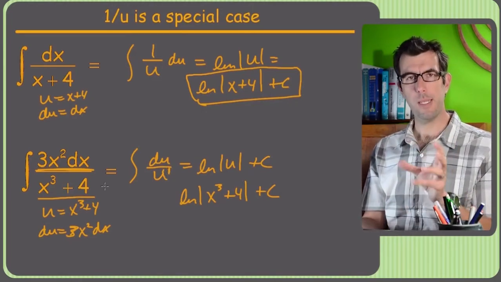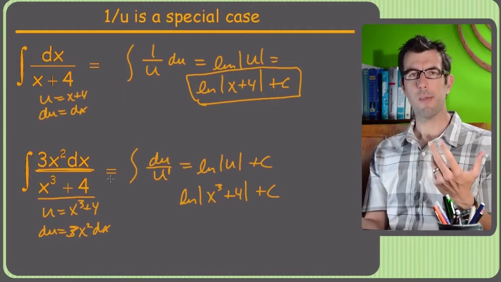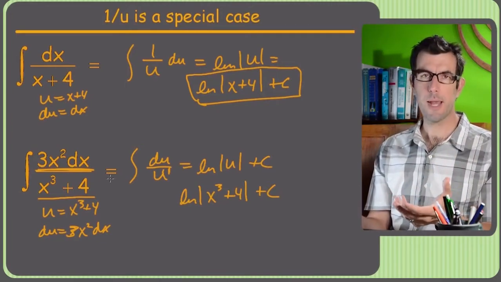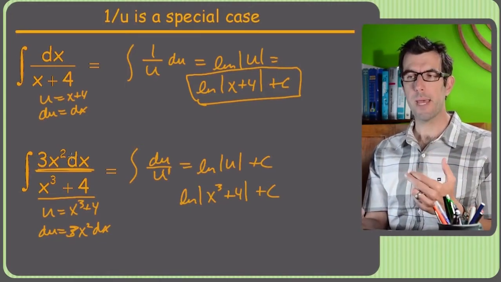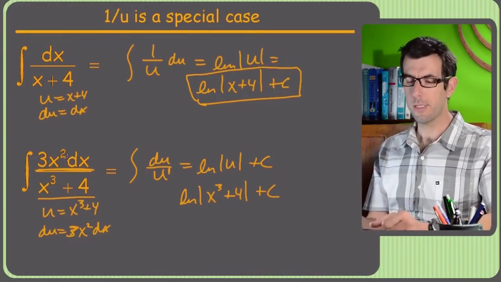But once again, when in doubt, just play a what if game. Hypothetically, if my u is the denominator, what would my du be? And if they match, you're looking at a 1 over u situation.